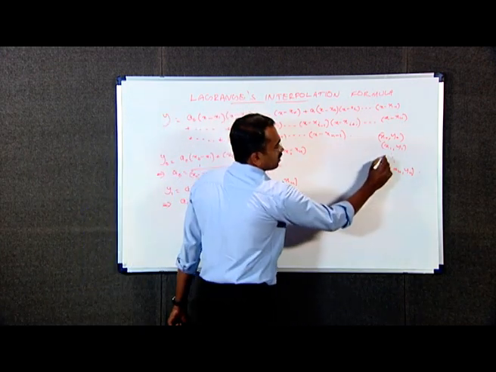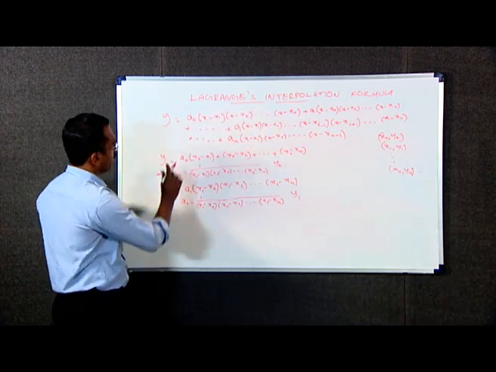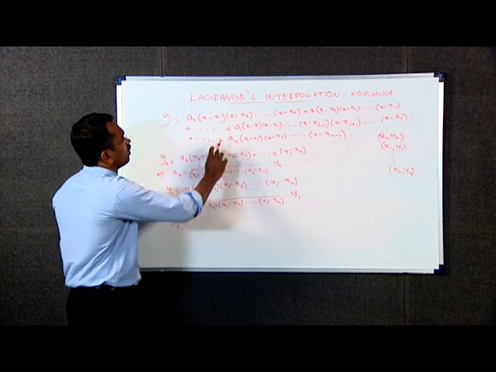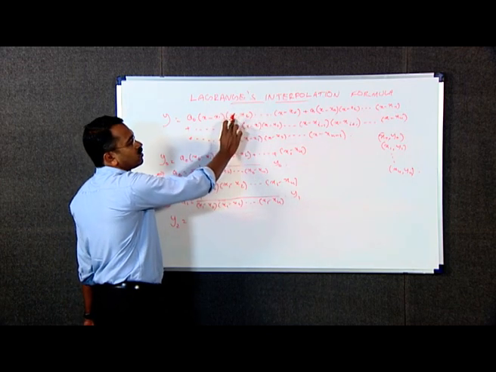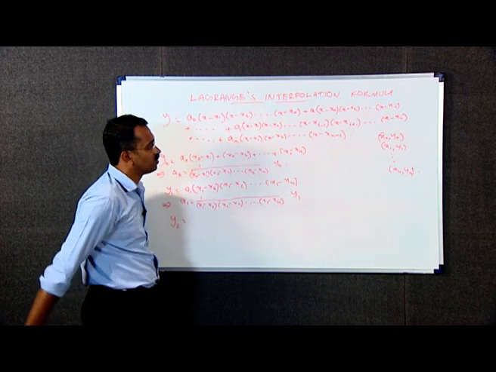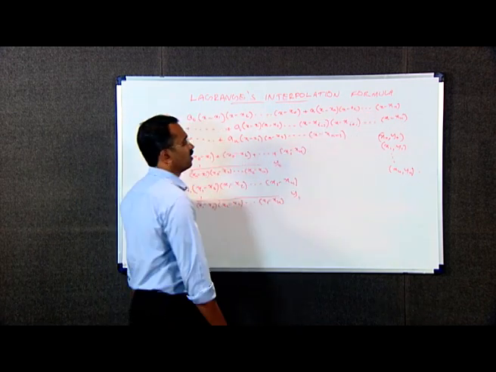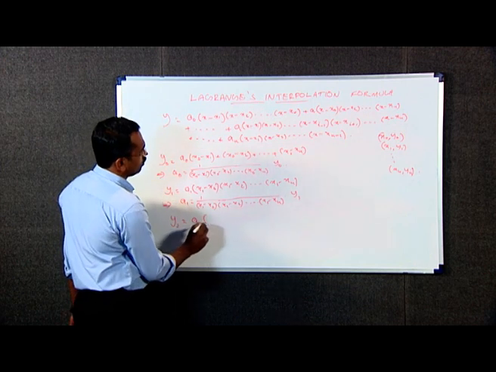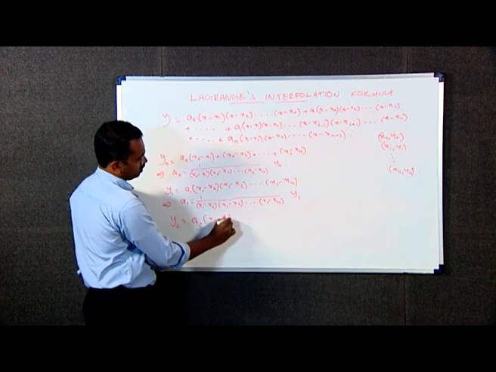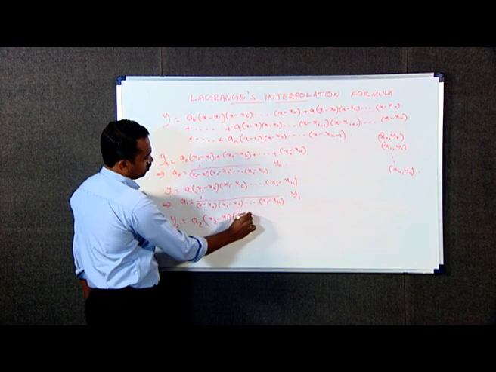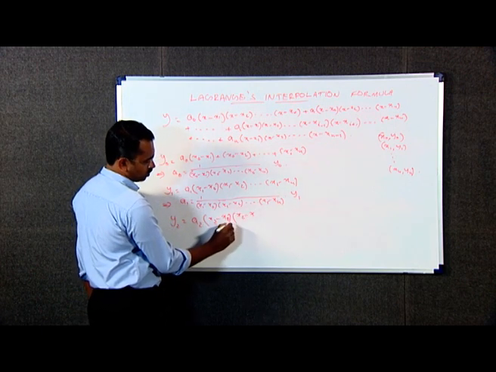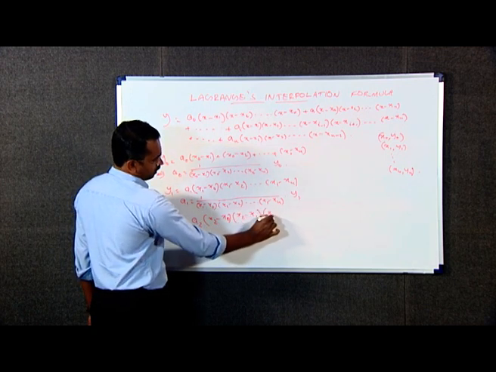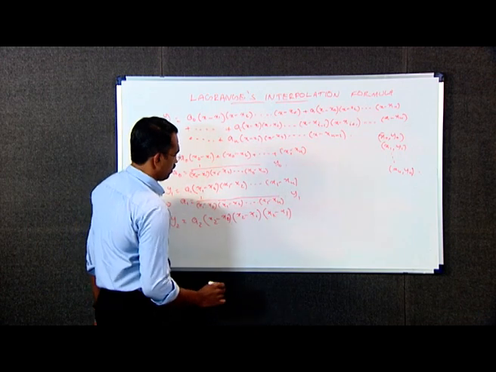If we substitute x2 y2, the equation becomes y2 is equal to, here x minus x2 is contained, therefore, this term will become 0. Here also x minus x2 is contained. The next term is a2 into x2 minus x naught into x2 minus x1 into x2 minus x3 etc.